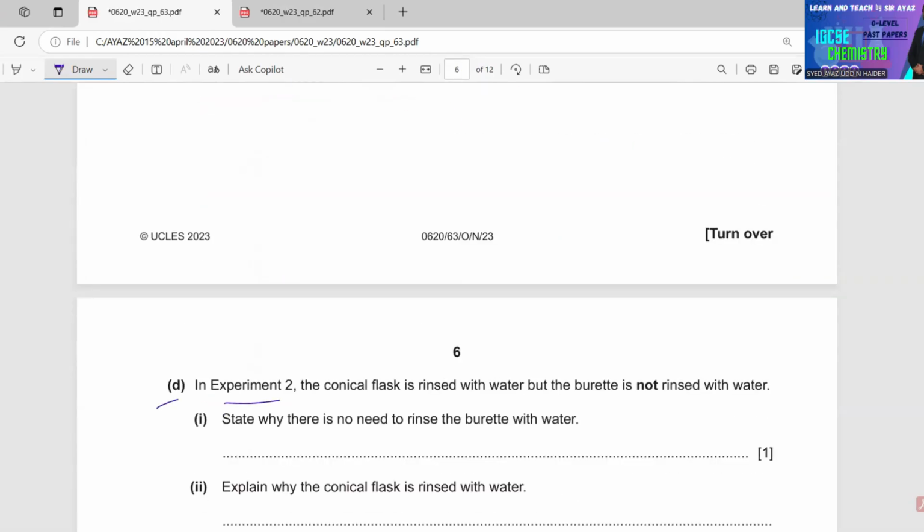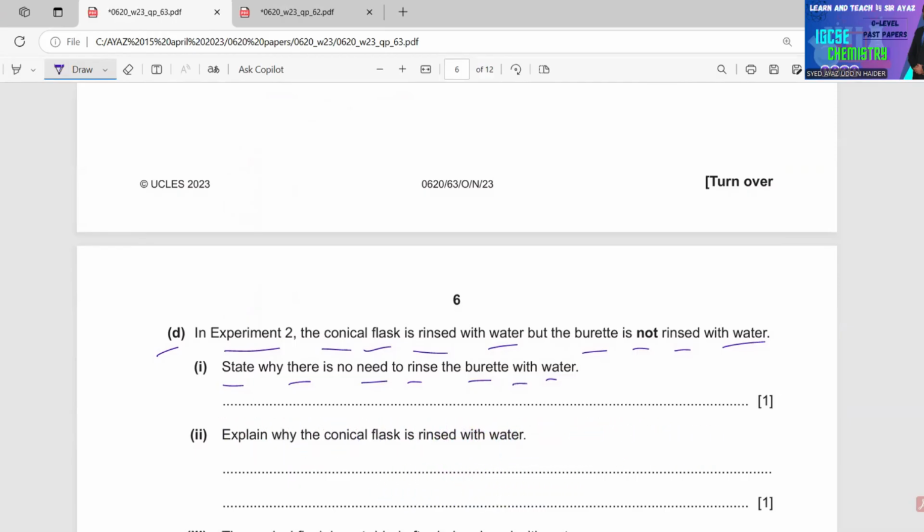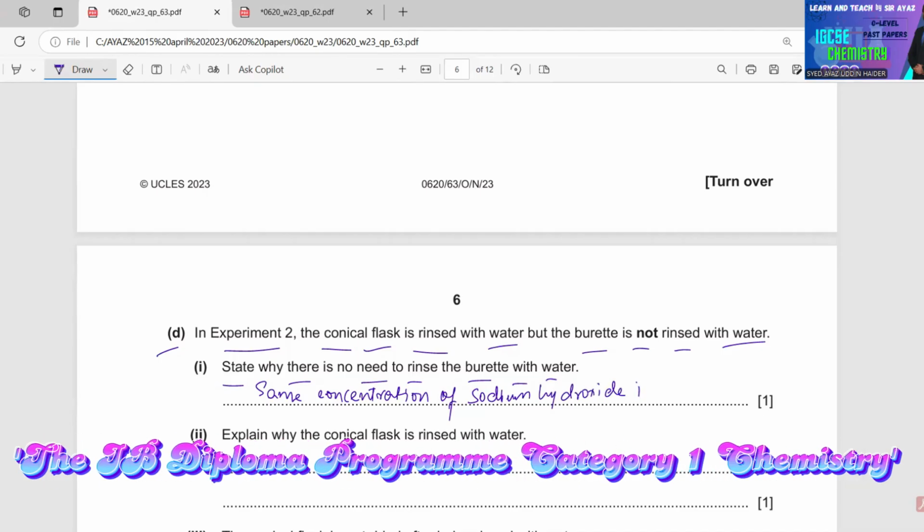D. In experiment 2, the conical flask is rinsed with water, but the burette is not rinsed with water. State why there is no need to rinse the burette with water, because the concentration of the NaOH used is the same. The concentration does not change. Same concentration of sodium hydroxide is used.